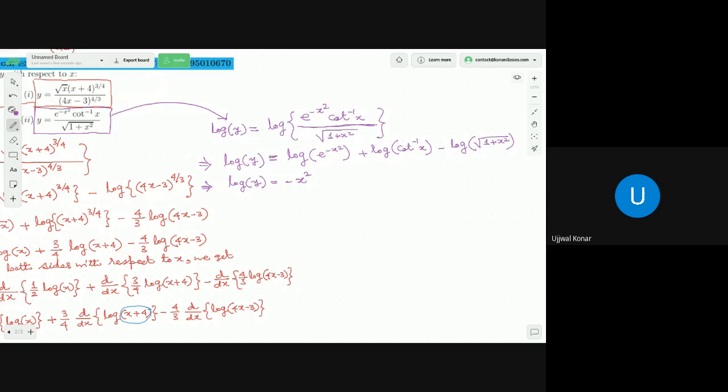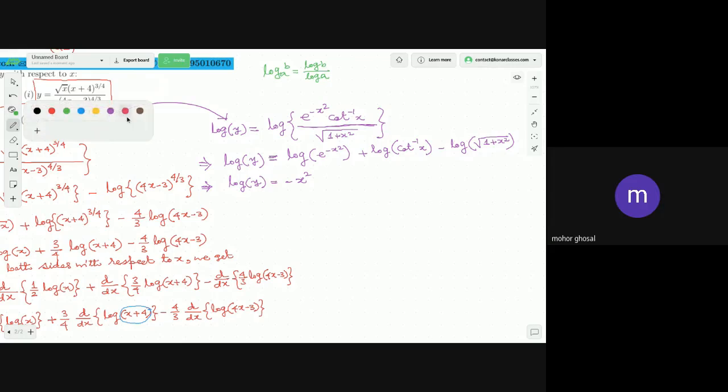Okay. So the base is e, and log e is 1. Absolutely. Log e means what? There is a formula: log of b to the base a is equal to log b by log a. So now log e to the base e should be what? Log e by log e, which will be equal to 1.